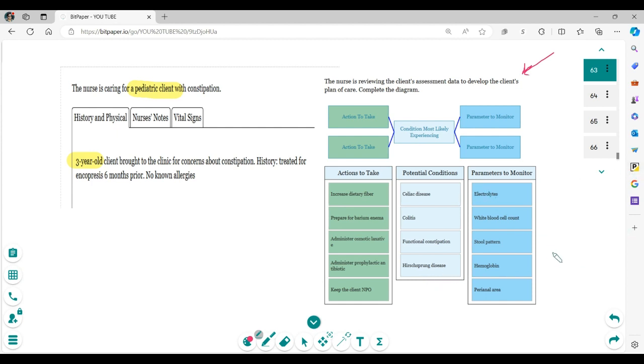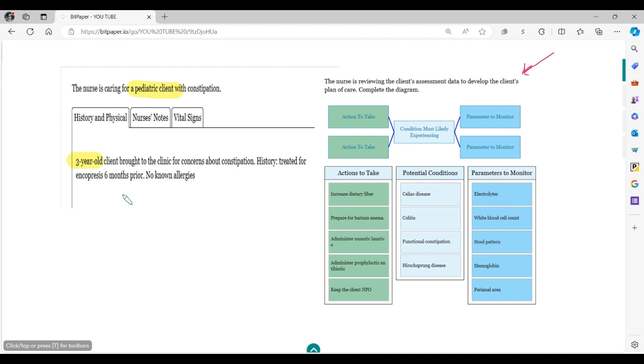All right, and then now for each of those, depending on which one it is, there are going to be actions to take. And you're only going to choose two, the two most pertinent priority. Either we need to increase dietary fiber, prepare for barium enema, administer osmotic laxative, or administer prophylactic antibiotic, or keep the client NPO. All right, parameters to monitor. You have five parameters. We're only going to choose two. Do we need to monitor their electrolytes, white blood cell count, their stool pattern, their hemoglobin, or their perianal area?